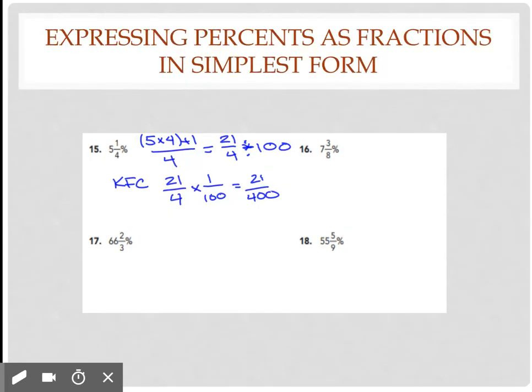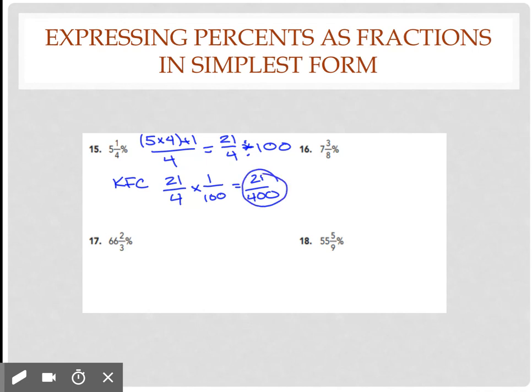So in this case, I'm going to see if I can simplify. And my factors of 21 are 1, 3, 7, and 21. And none of those are factors of 400. So this is actually in simplest form.